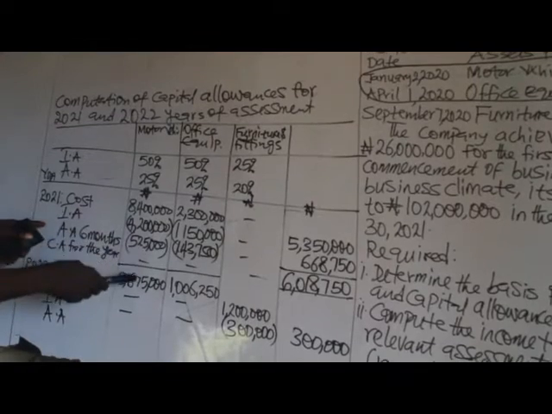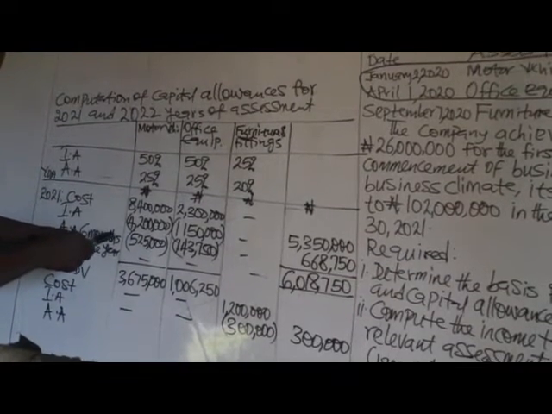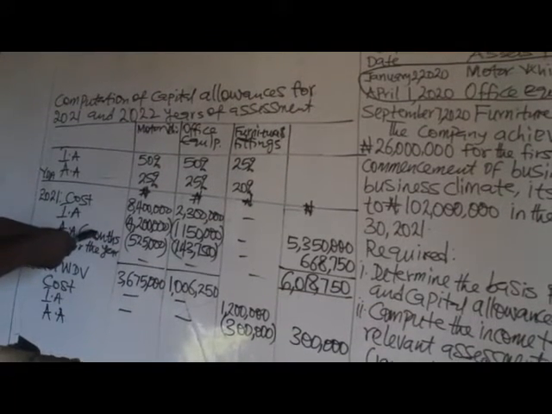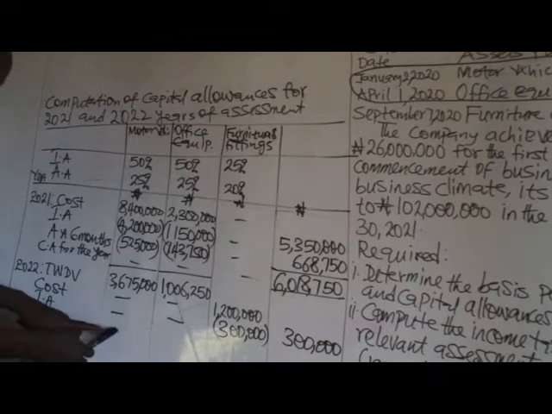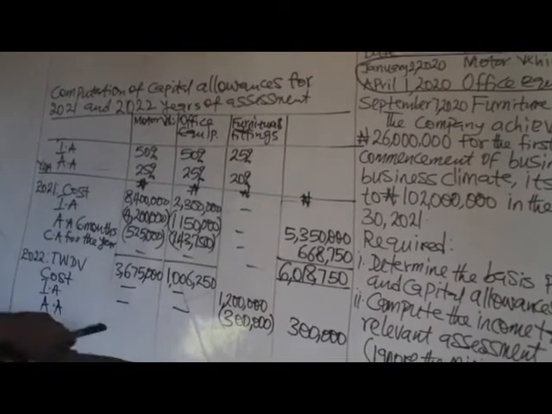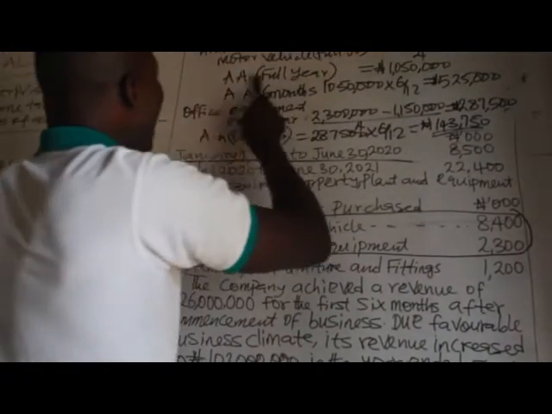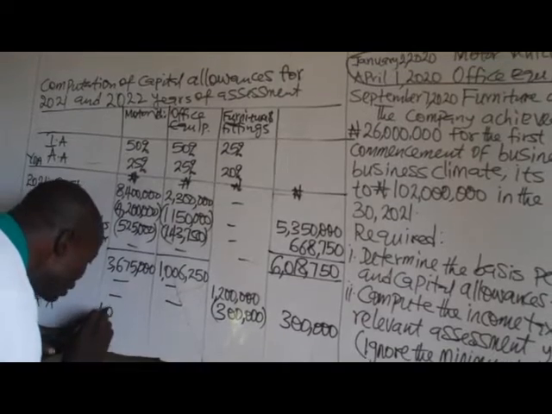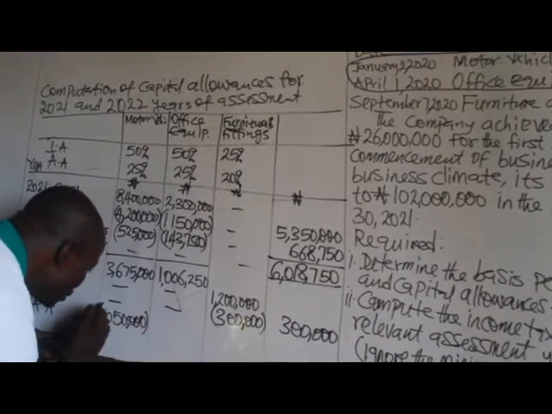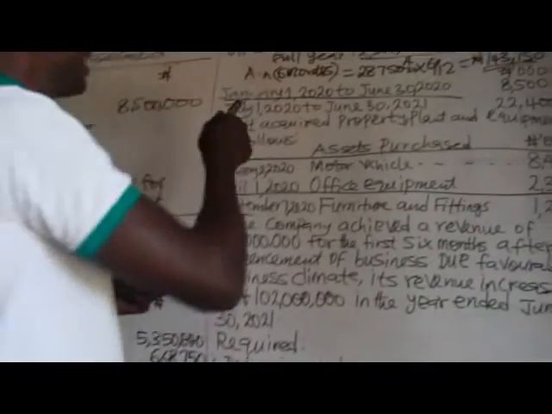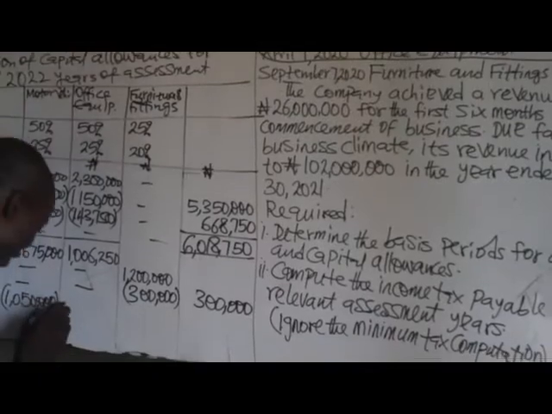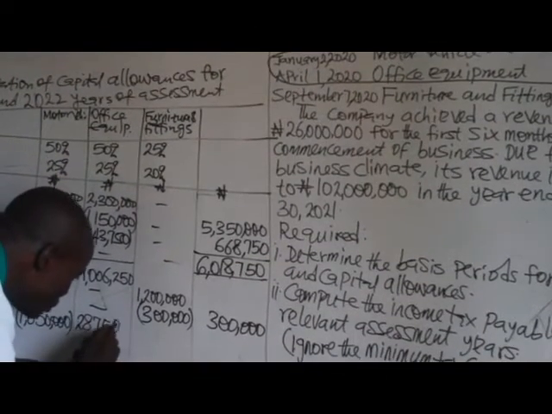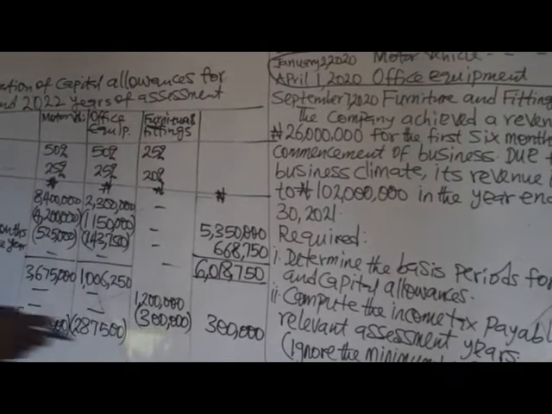Remember, this one was not up to 12 months. That is why we calculated our annual allowance based on 6 months, because the number of months in the first year basis period was given as 6 months. Now we have 12 months. So you claim annual allowance in full on the existing assets. So annual allowance for full year on motor vehicle, how much is that? Motor vehicle full year annual allowance is 1,050,000. On office equipment, full year annual allowance is 287,500.